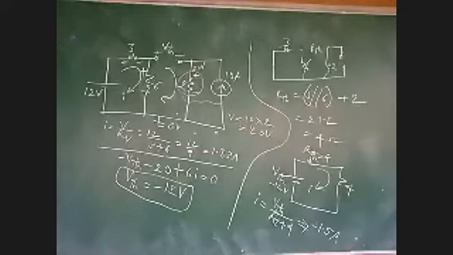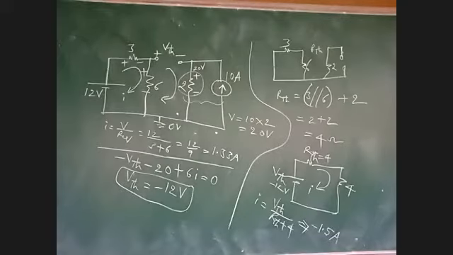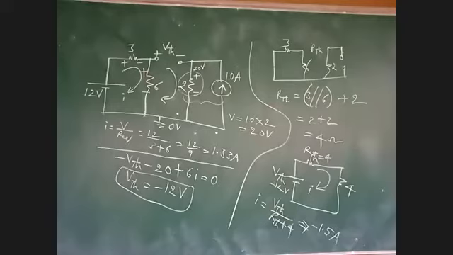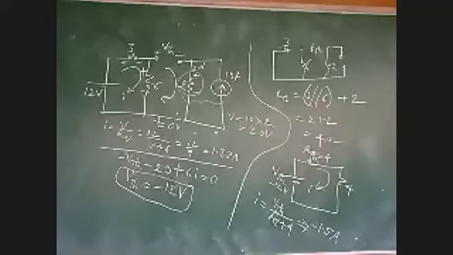Sir, does the negative sign in the final answer indicate that the assumed direction is wrong? No, no. The current may flow in the reverse direction. The assumed direction is not wrong; the current can flow in the reverse direction.